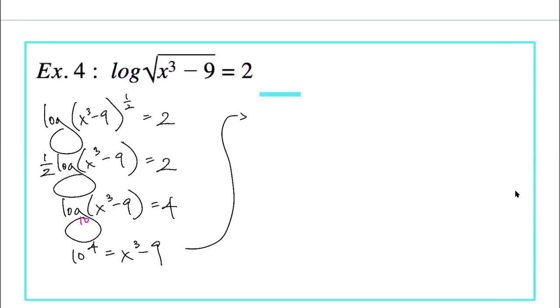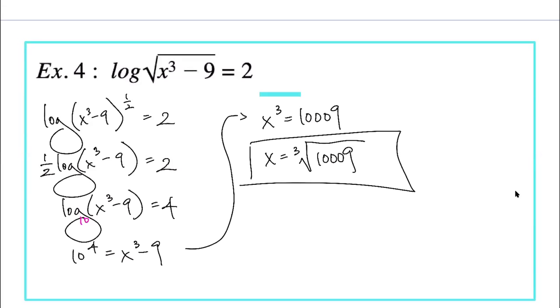this is going to give us x cubed equals 10 to the 4th, which is 10,000, plus 9 is 10,009. And then I could take the cube root of that number, or if I wanted to leave it exact, I could leave it like that. Again, I'll leave you to check this by plugging it back into the original, but this answer should work out to be the solution for this question.